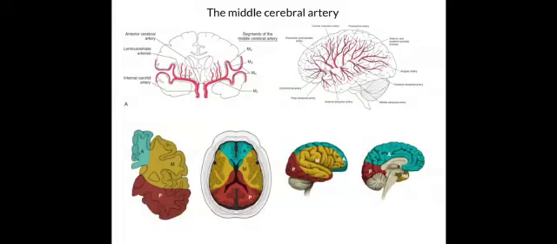Furthermore, this large area supplied by the middle cerebral arteries means that the fibres in the optic radiations can be affected in large infarcts involving the middle cerebral artery. So that's all I've got to say on the middle cerebral artery, and this is just meant to be a very brief description of that.